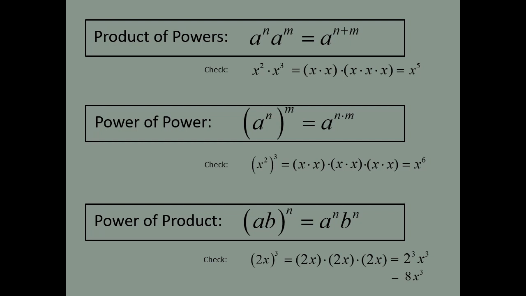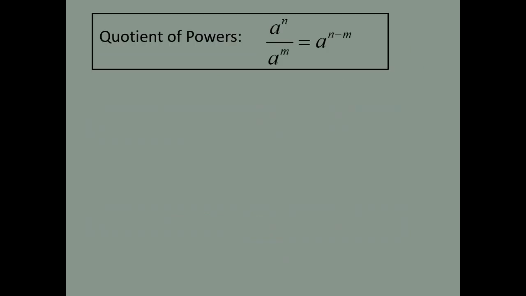Our next rule is going to involve quotients, and it's going to be similar to this rule involving products. When we multiply the two factors, we add the exponents, and we'll see when we divide them, we will subtract. So here's the rule for a quotient of powers, which tells us to subtract the exponents. Notice the way it's written here, we're subtracting the bottom exponent from the top exponent.